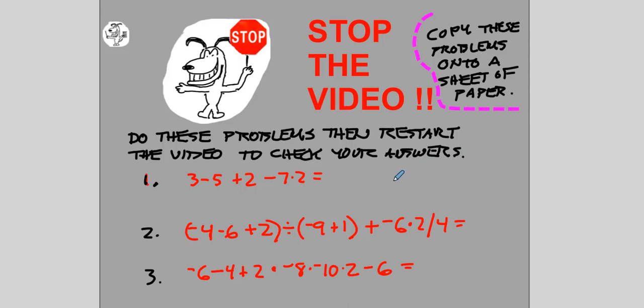Okay, number 1. So I'm going to change this to 3 minus 5, change that to plus -5. And I could change this if I want to like that. Well, -7 times 2, that is -14. So I have 3 plus -5. I do the plus 2, and this is plus -14. I do the multiplication first.